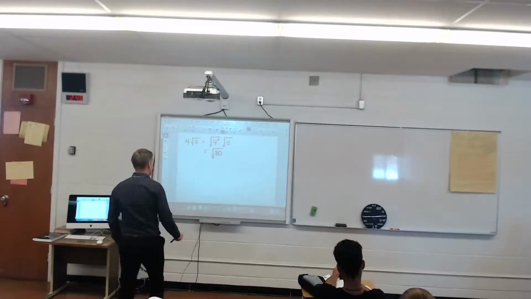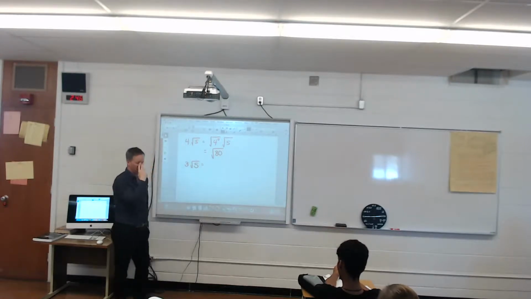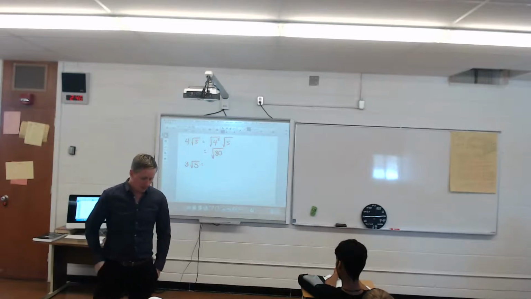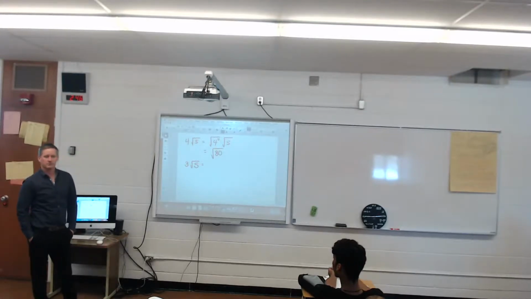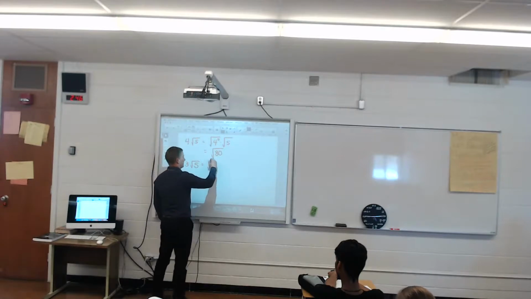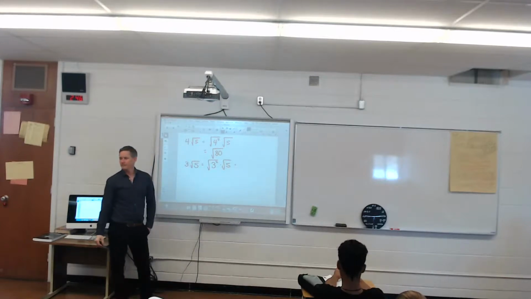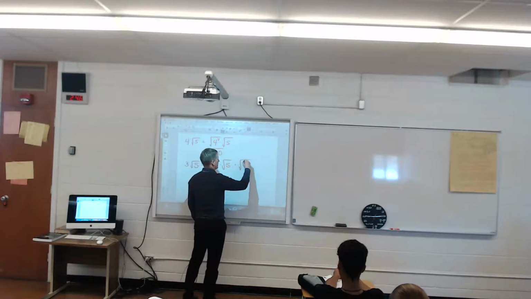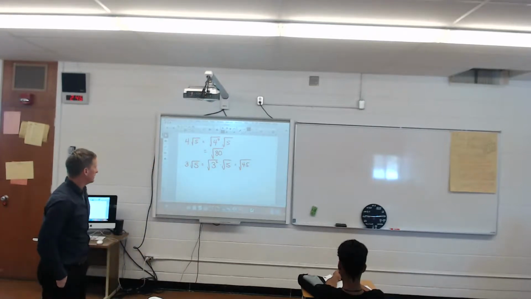Okay, let's try one more here. 3 times the square root of 5. This isn't in your book. Different question. Okay? 3 square root 5. I need to make that a singular square root. 3 squared times square root 5 equals square root 45. So we have 9 times 5, which is 45.